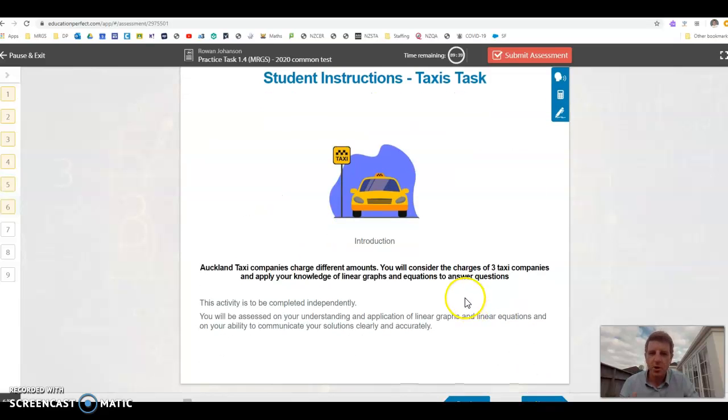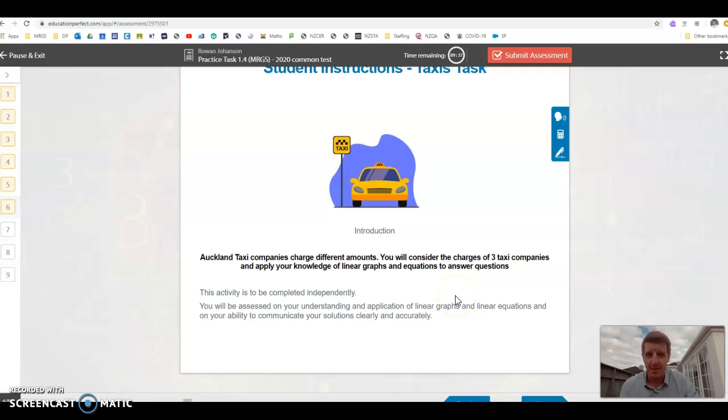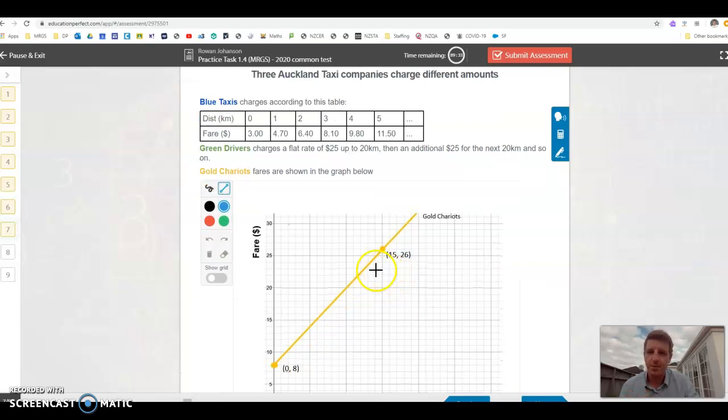Okay. So this is about 3 different taxi companies and trying to figure out which one is the cheapest. So we're using linear equations, and we get 3 things. So we get a table, which we have to derive an equation from. We get a sentence, and we get a graph. So it's pulling those 3 skills together.